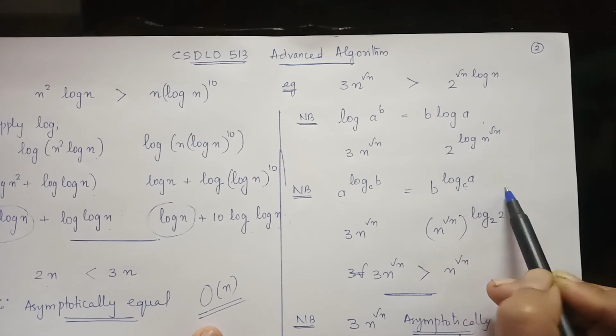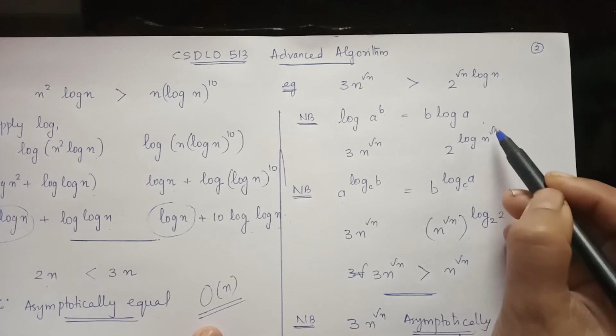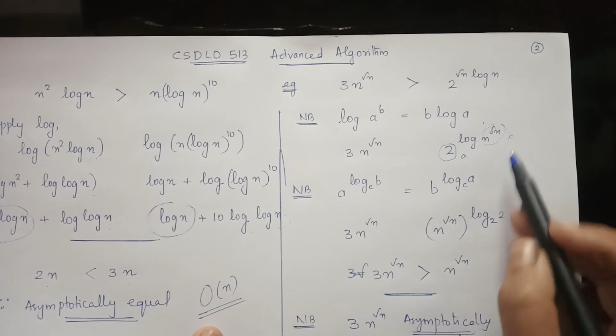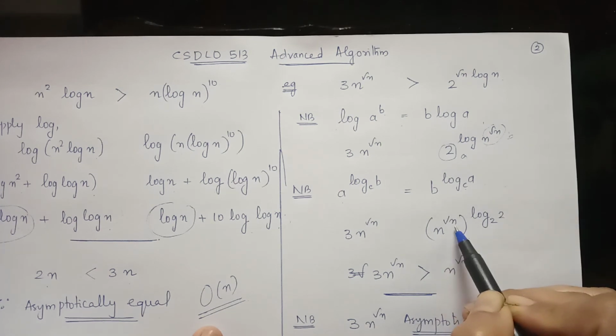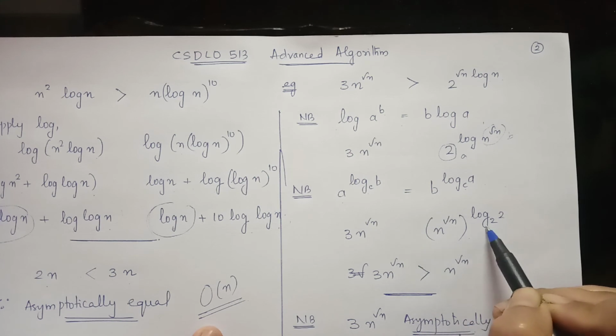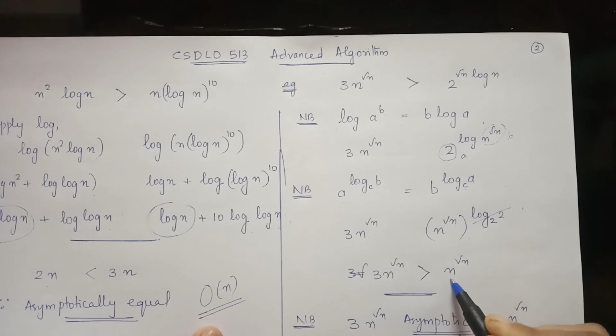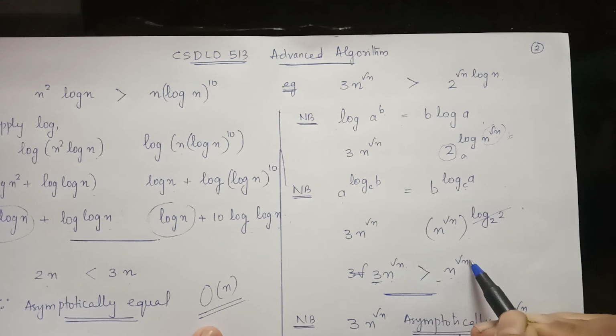So when we apply this formula over here, we can see that this term will come down. This is my b term and this is my a term. So my b term, that is n raised to root n, whole raised to log 2 to the base 2, will turn out to be 1. So I got n raised to root n. Now here it is 3 times n raised to root n. So with respect to the coefficients, we can say 3 n raised to root n is greater than n raised to root n. But when we look into the asymptotic notation, both of them are equal.